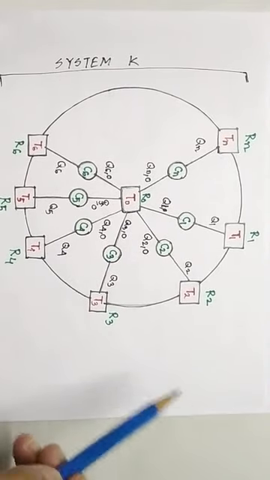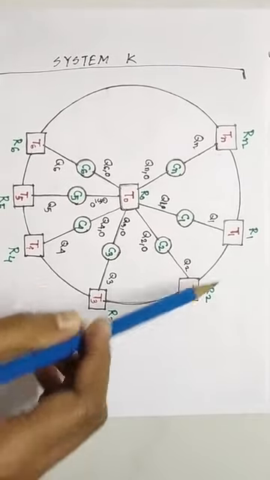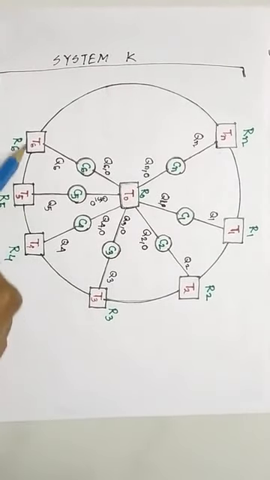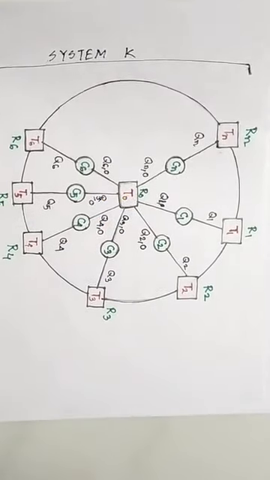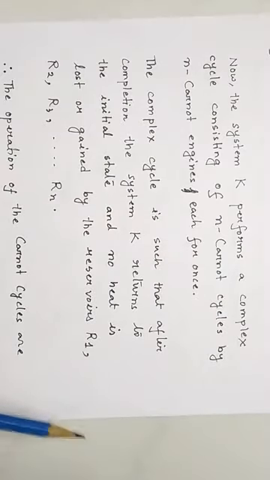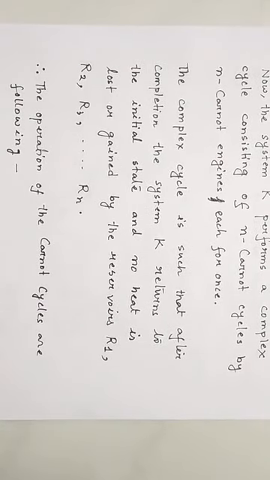So you can say that after completion of the cycle, the net exchange of heat for these individual reservoirs is 0. Okay, so we are not talking about the common reservoir. So what will be the operation of each Carnot cycle, for each Carnot engine?